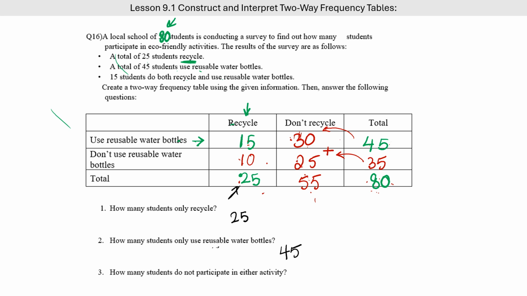Now, how many students do not participate in any activities? That means no recycle, no reusable. How many students? They don't do the reusable, they don't do the recycling. So it is 25. Get this part?